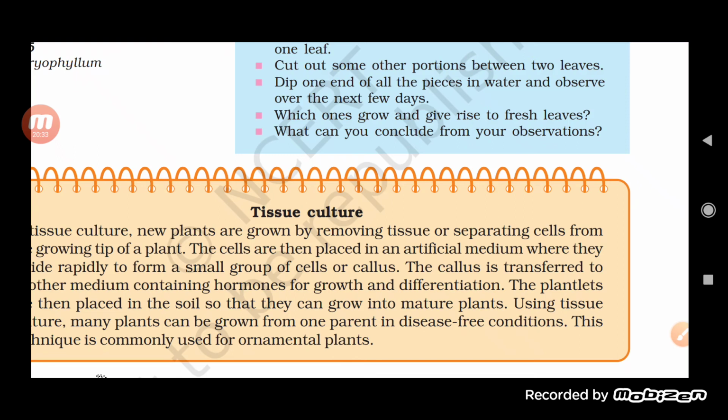What will happen if we cut the stem of a money plant in between the two leaves? When we cut the money plant in between the two leaves, it will not grow into a new plant, because there is no growing point. So if we are cutting it, we must cut it in such a way that it has a node in it, a growing point in it.